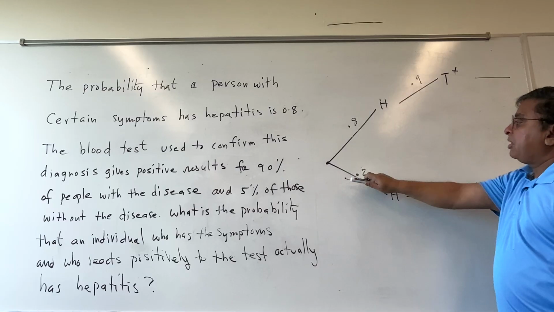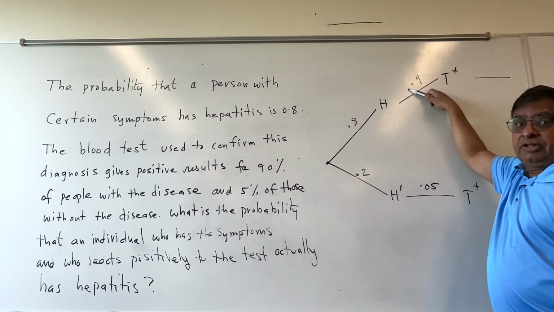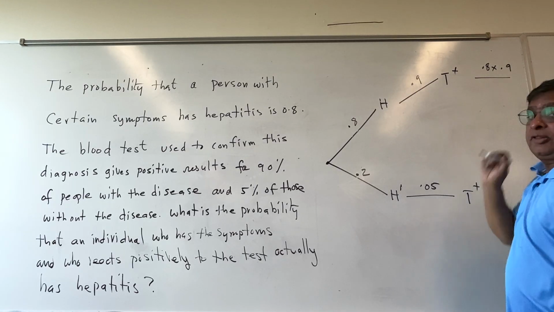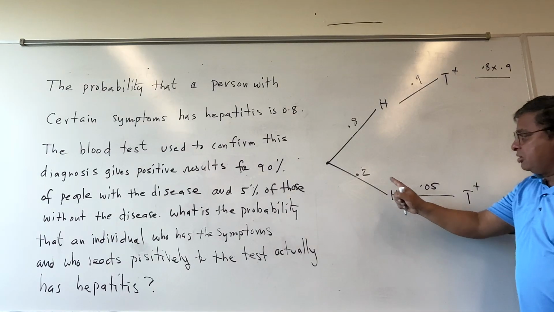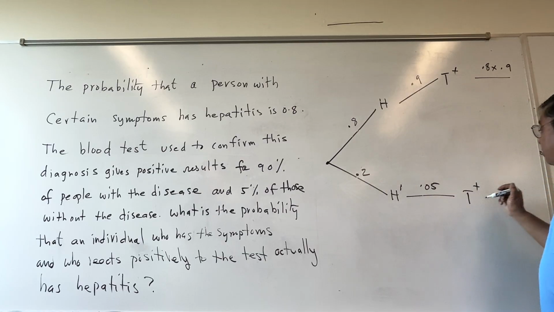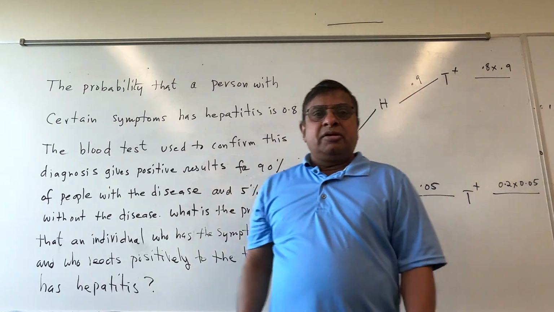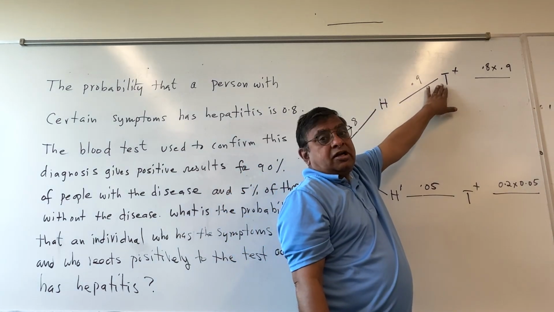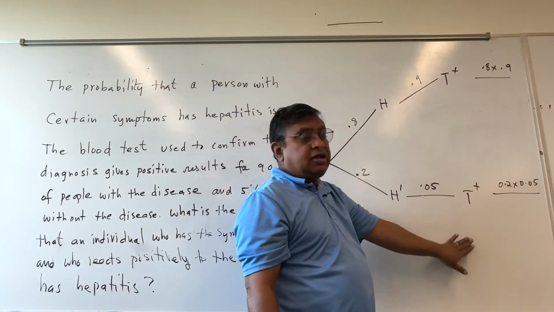If you want to compute the probability along each path, you multiply the probabilities. So this is 0.8 times 0.9. And here, choose the path that ends in T plus. So the probability is 0.2 times 0.05. Okay? Sometimes the tree diagram might be too big. In this case, you are looking at all those paths that end in whatever event you're looking at.